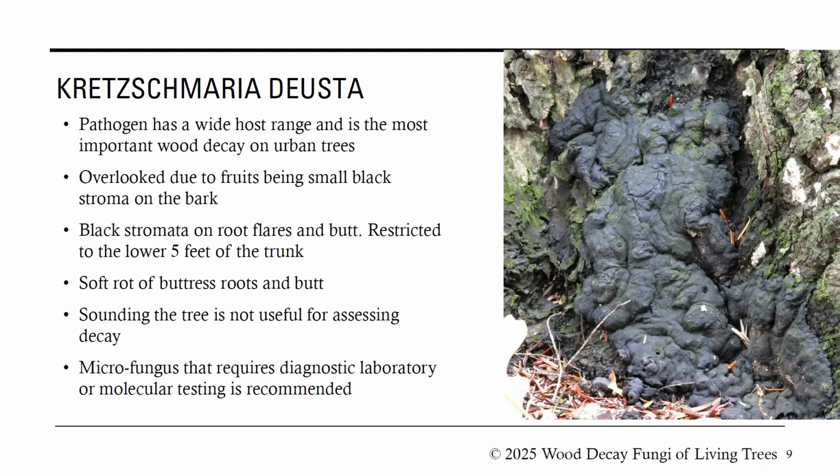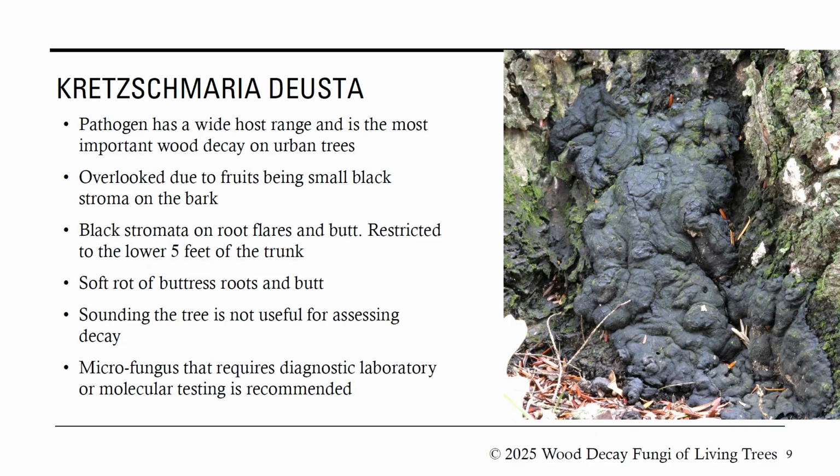The first one is a softwood rot. It's called Kretschmeria deusta. Anybody pronounce that better than I can? It's a pathogen that has a wide host range and is one of the most important wood decay fungi in urban trees. I suspected it in sugar maples. I think beeches tend to get it as well. It's overlooked due to its fruits being small, black stroma on the bark, similar to the photo we have there. It's usually restricted to the bottom 5 feet.